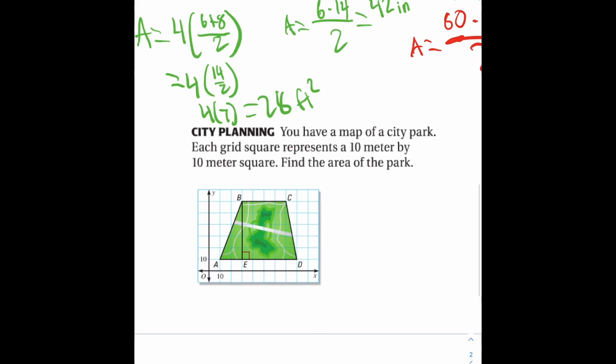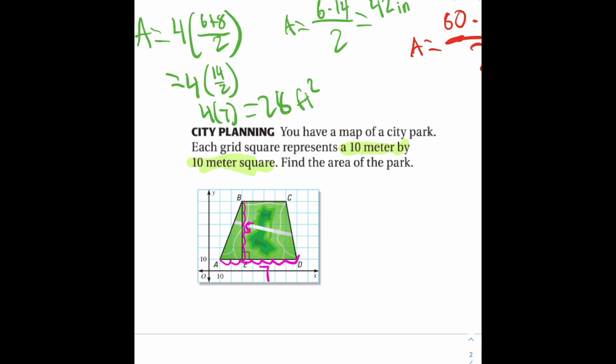You have a map of a city park. Each grid represents a 10 meter by 10 meter square. Find the area of the park. So I'm going to annotate this up. 1, 2, 3, 4. My height is 5 and my base is 1, 2, 3. Oh, that's not correct. I've got to count the whole thing. 1, 2, 3, 4, 5, 6, 7.